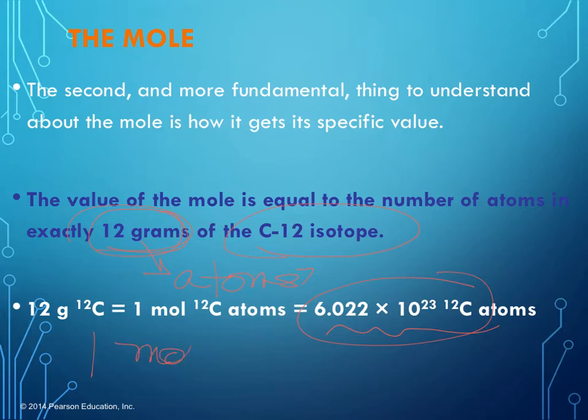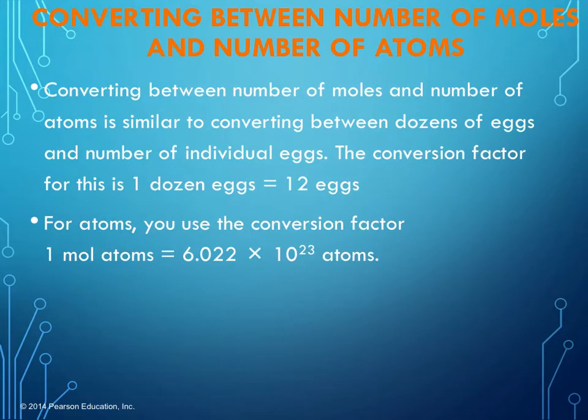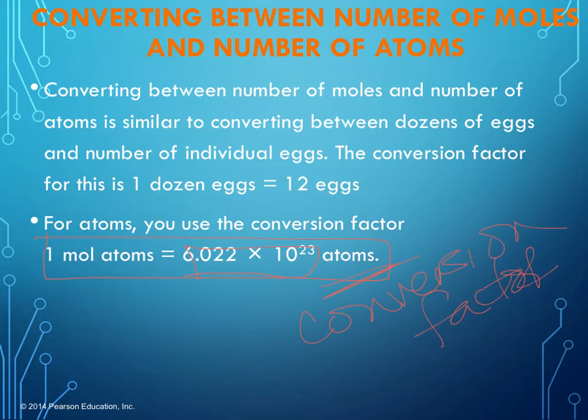And so because of that, we can say 1 mole of carbon-12 equals 6.02 times 10 to the 23rd carbon atoms. So here's the conversion factor to remember, commit to memory. 1 mole of any type of atom or molecule or ion is equal to 6.022 times 10 to the 23rd of that atom. And that is the conversion factor we will use in converting from any type of particle, let's say atoms, to moles.